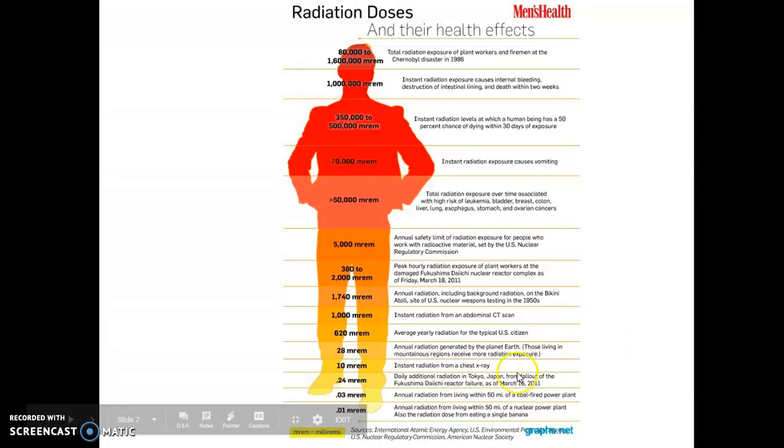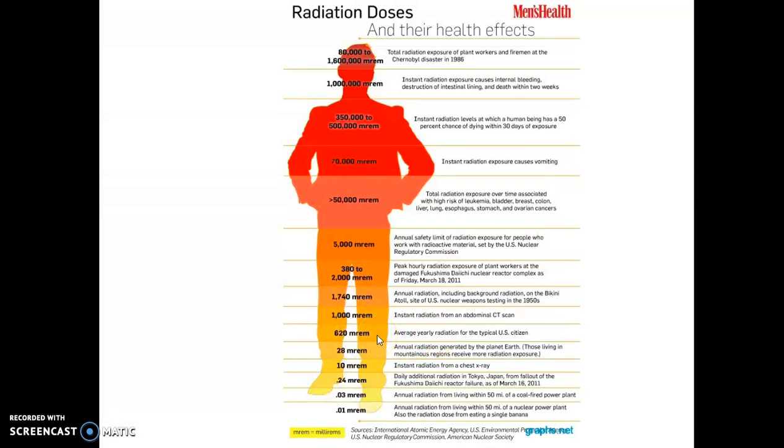And then as you go up, the annual radiation, including background radiation, on the Bikini Atoll site, the U.S. nuclear weapons site in the 1950s. This is how much instant radiation you get from an abdominal CT scan. You get 1,000 millirems from a CT scan. The average yearly radiation for a typical U.S. citizen is about 620 millirems.